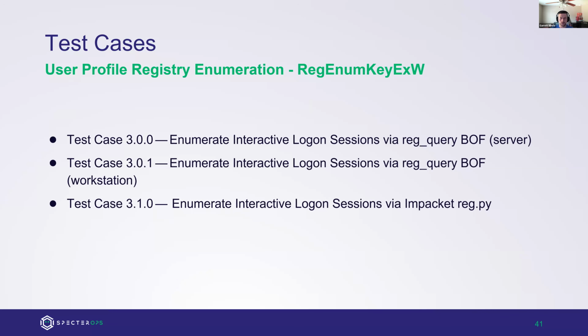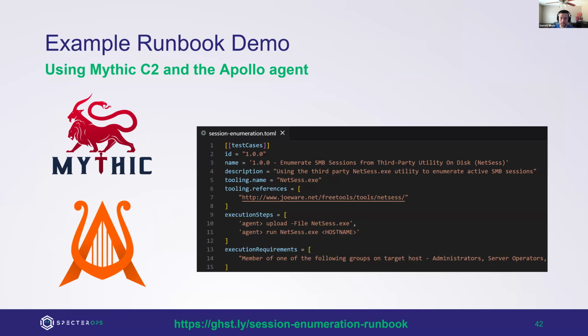All right, so we're going to do a demo here. We created a runbook, and if you go to that link at the bottom, it'll take you to a GitHub gist with an example runbook that we created for this webinar for our Purple Team assessments. This is very similar to what we do.